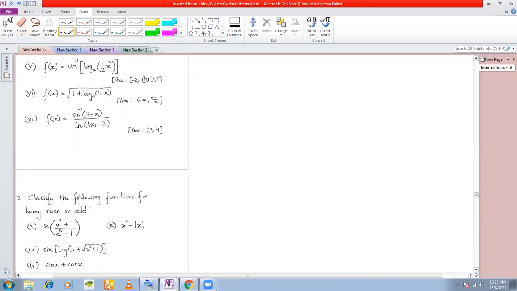Number 7. Given here is f(x) is equal to sine inverse of (3 minus x) by ln. What is ln? ln is the natural log. If I have not mentioned this, please note this.